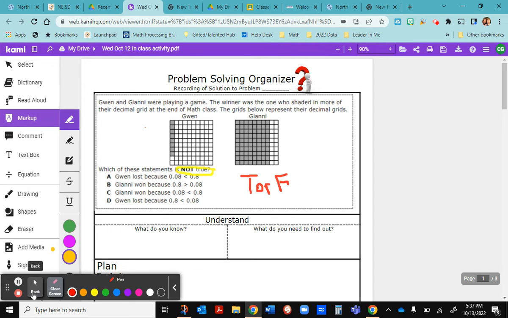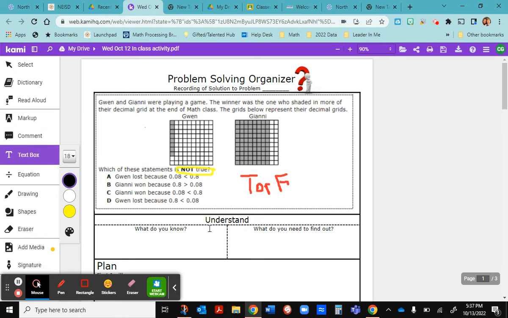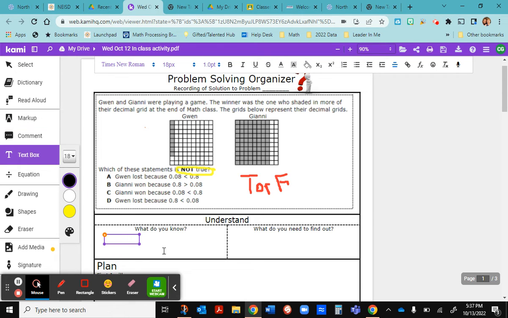Now you're in that mindset that you got to find the one that's not, that one that is false. So what do I know? So here we go again. What do you know? I know that there's 2 people playing a game. I'm trying to rush through. See, got to take my time. People playing a game. Okay. And I also know that the winner shaded more, just put that on their grid. Okay, so now it's an understanding of what we're doing, right?